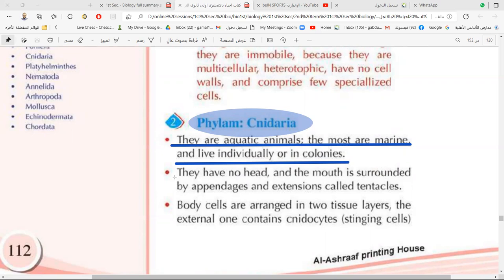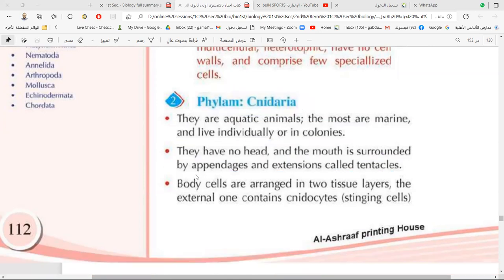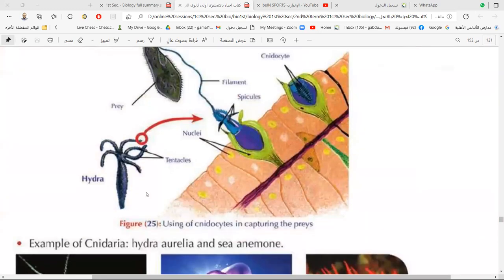They have no head. Their body is not complex like the higher animals. But they have a mouth surrounded by appendages, extensions called tentacles. These tentacles help in stinging the other living organisms. For example, here we have the hydra, as you see. The hydra is an example of Cnidaria.